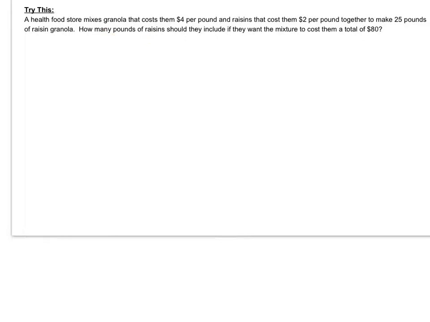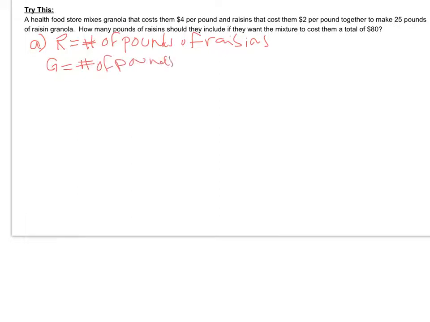Let's start then with letter A, which is our variables. If we want to know the number of pounds of raisins, we need one of our variables to be that. So let's use R, and R is going to equal the number of pounds of raisins. The other unknown is the granola. So we're also mixing that with granola. So let's use our other variable to be G, which is going to equal the number of pounds of granola.